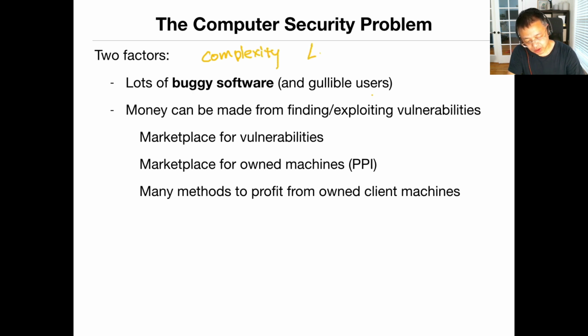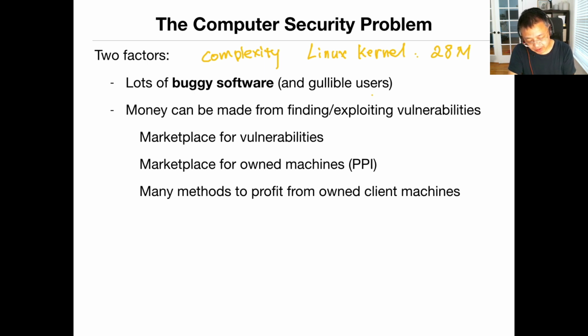For example, Linux kernel has about 28 million lines of source code. Windows kernel is even much larger. So because of the complexity of modern computer software, there will be a lot of bugs in the software. Okay. Second, money can be made from finding and exploiting vulnerabilities.